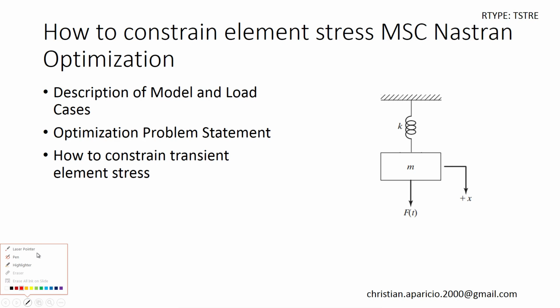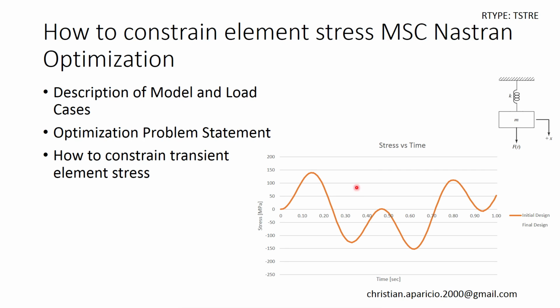In this video, we're going to walk through the process of imposing a design constraint on element stresses for MSC Nastran Optimization. We're using the same example I've done for the previous transient examples. Here on the plot is a history of the stress in the spring over time.